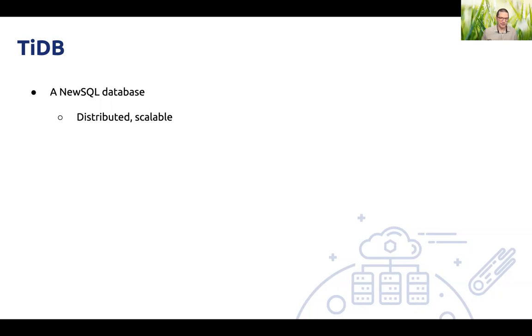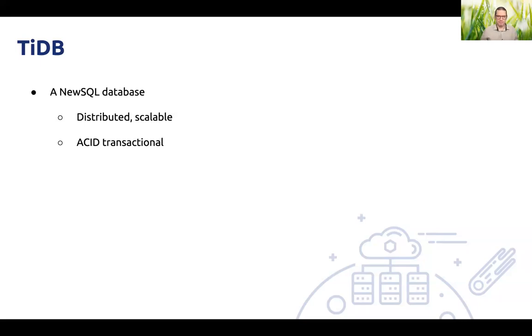But given time to work on these problems, people were like, well, why can't we have both sides of this? And so the NewSQL movement was, let's have these massively distributed scalable databases, but also let's keep these nice transactional properties, consistency properties, this ACID transaction stuff. And so TiDB is one of these databases.